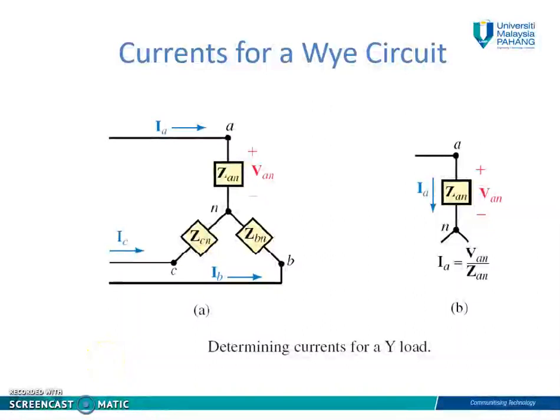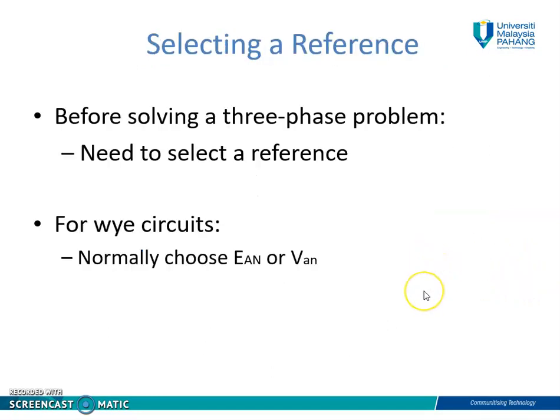Now, currents for a Y circuit. In order to calculate the line current, which is IA, IB or IC, we use Ohm's law. Figure A represents part of the Y-connected load with the phase impedances ZAN, ZBN and ZCN. For example, if we want to calculate the line current IA, IA is equal to VAN divided by ZAN, which is the phase voltage divided by the phase impedance. So we get the value of IA.